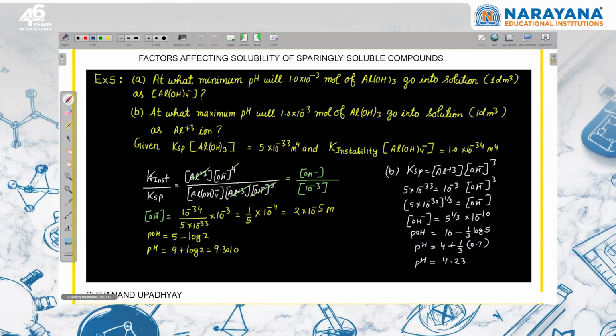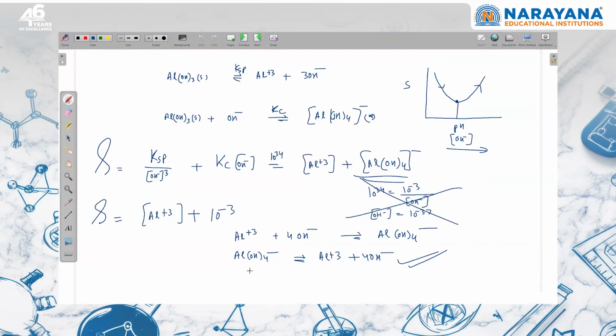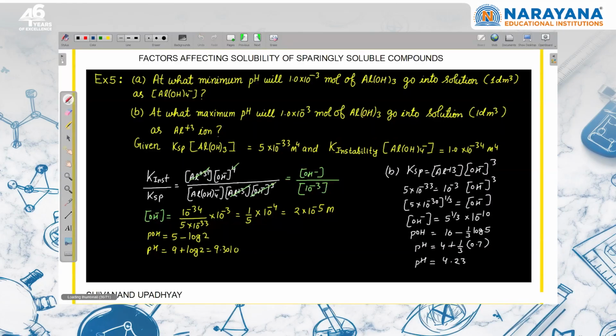So here if I write the value of the instability constant, meaning the equilibrium constant of this reaction, that is the concentration of this into the concentration of OH minus to the power 4, divided by the concentration of this complex ion. And the Ksp value we know, that is aluminium plus 3 into OH minus whole cube. So from here aluminium plus 3 will cancel out, and OH minus will be left. So this is OH minus upon this value, and the AlOH4 minus concentration is given as 10 to the power minus 3. We know these two data, so from there we get the OH minus concentration.